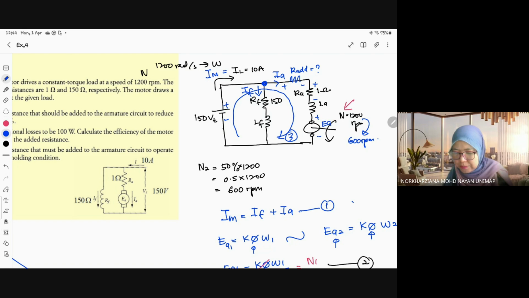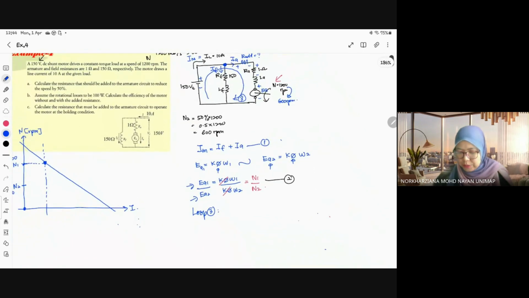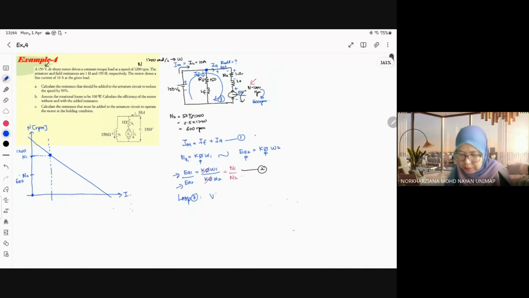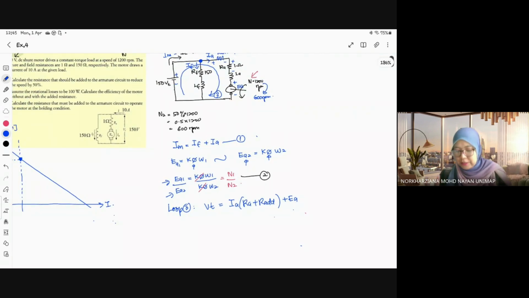Positive, negative. Okay. So tengok, ambil loop ni, loop yang from VT go through the armature circuit of the shunt and go back to the VT. Okay. From loop 3, you can write out VT equals to IA(RA plus RX) plus EA. Okay. This one is the second condition, which is your EA2, IA2, VT is still the same.